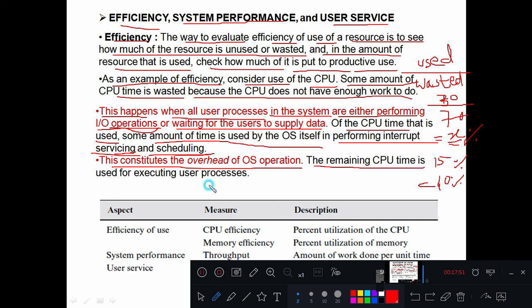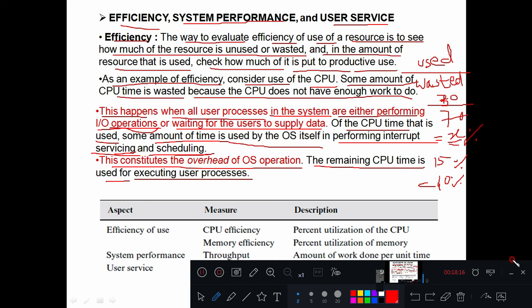Next, the remaining CPU time is used for executing the user processes. This we have already seen. Once the operating system boots up, it starts executing the user processes, and it will bring those user processes to the CPU, and the CPU starts executing those user processes, right?